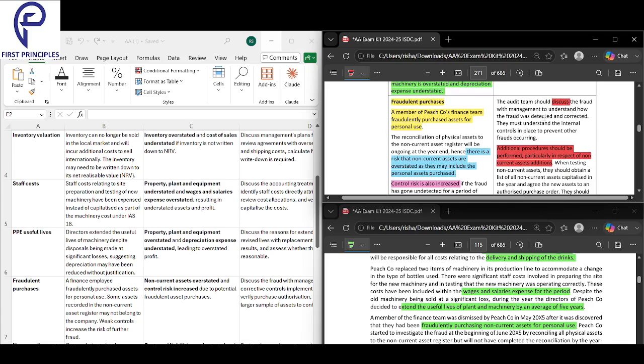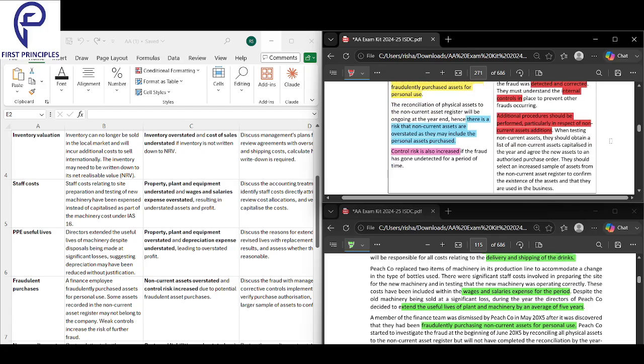with the management, understand how the fraud was detected and corrected. How did you find it out? How did you correct it? And then understand the internal controls in place to prevent other frauds also. First, you discuss with the management how the fraud was detected and how it was corrected. Then you have to understand the internal controls as well. And then additional procedures should be performed, particularly in respect of non-current assets additions.